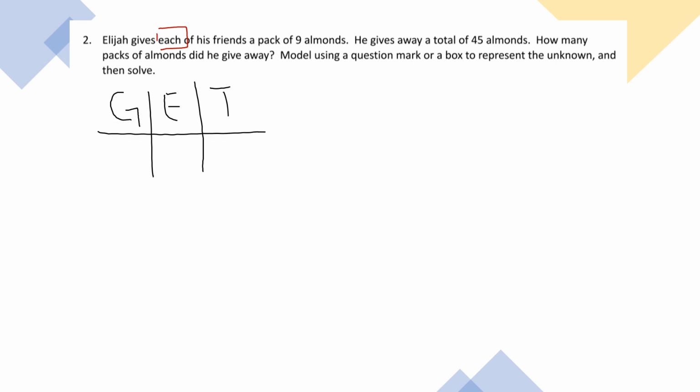Elijah gives each of his friends a pack of 9 almonds. Each a pack of 9. Okay, 9. He gives away a total, T is for total, he gives away a total of 45 almonds. 45. How many packs of almonds did he give away? So I don't know how many packs he gave away.